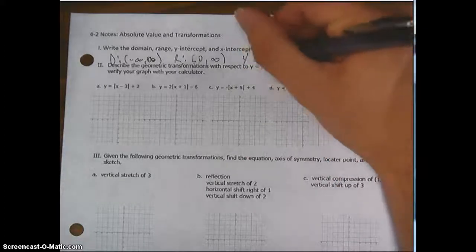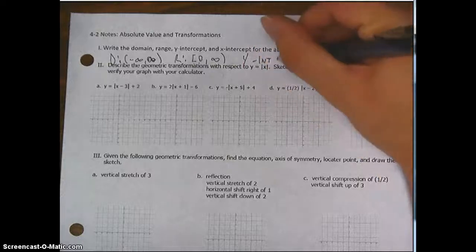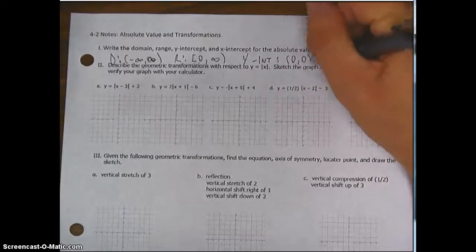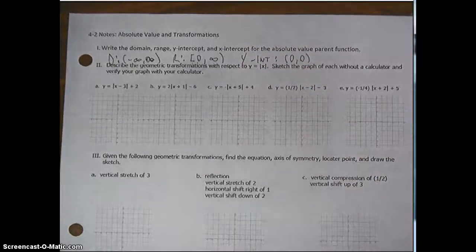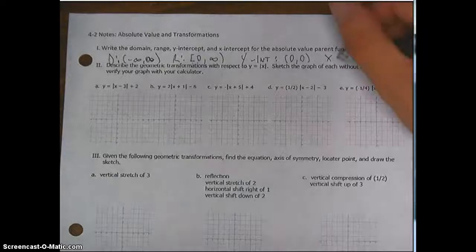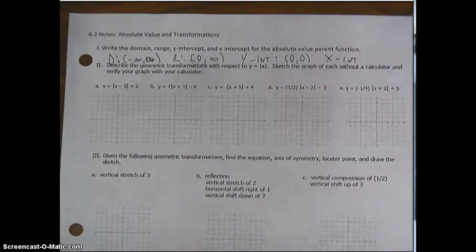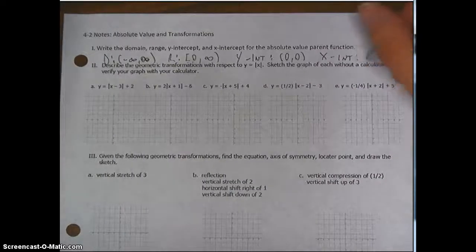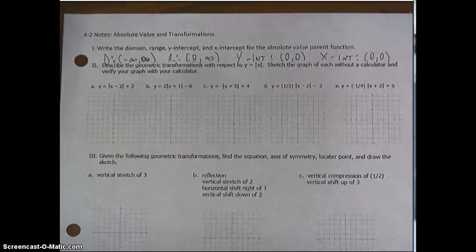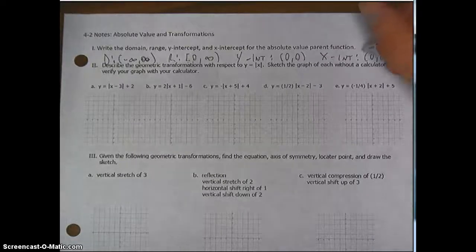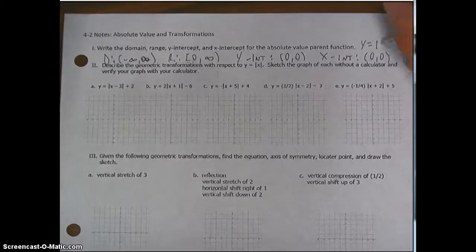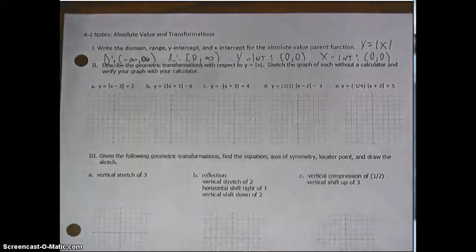The y-intercept is just at the origin, or 0, 0. You can say it either way, origin or 0, 0. And then the x-intercept of that parent function is also the origin. And over here on the side, you might actually write what the parent function is. Y equals the absolute value of x.